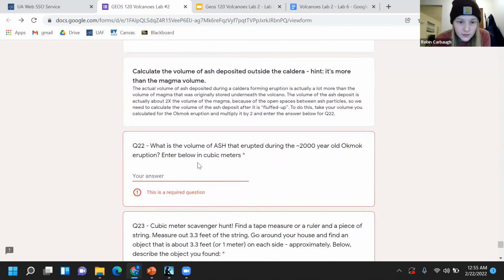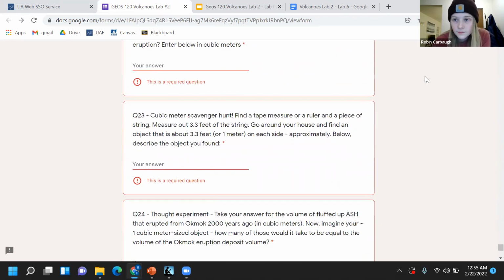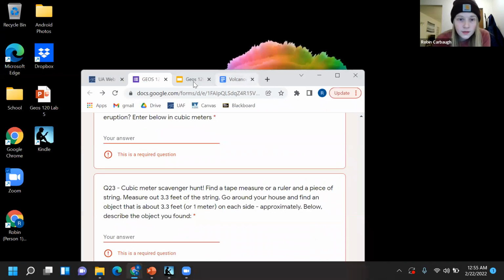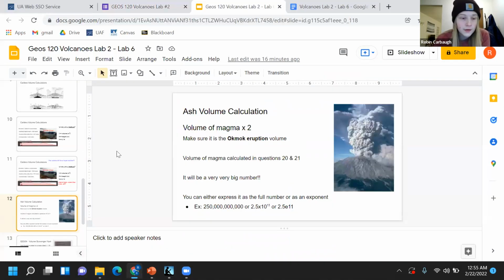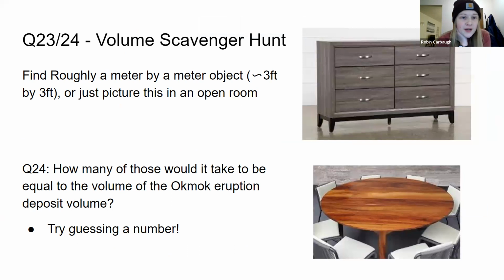All right, and then, oh, yeah, Okmok ash here. And then the last part here is a volume scavenger hunt. So you want to go find an object that's roughly 1 meter by 1 meter, that's roughly 3 feet by 3 feet, and just kind of write an object that kind of fits that description.